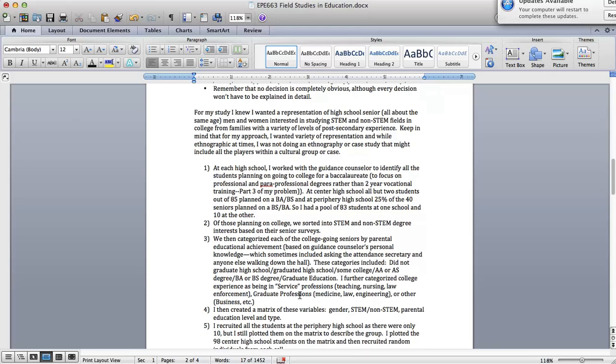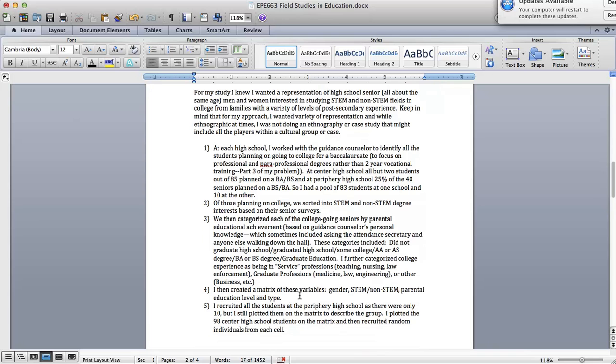And then because I had so many students in the city school whose parents had a bachelor's degree, I also noticed that there was a difference between those who had what I think of as service professions, teaching, nursing, law enforcement, which are very popular in rural regions because there are jobs in civil service. So we separated those out from the professional or other college experience, which might include business, for example.